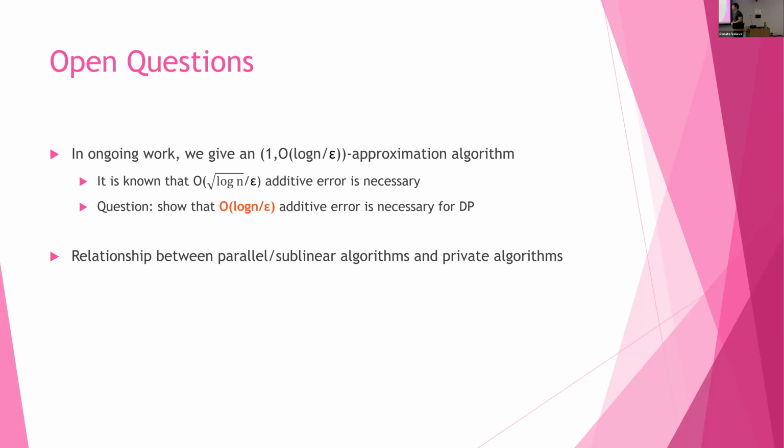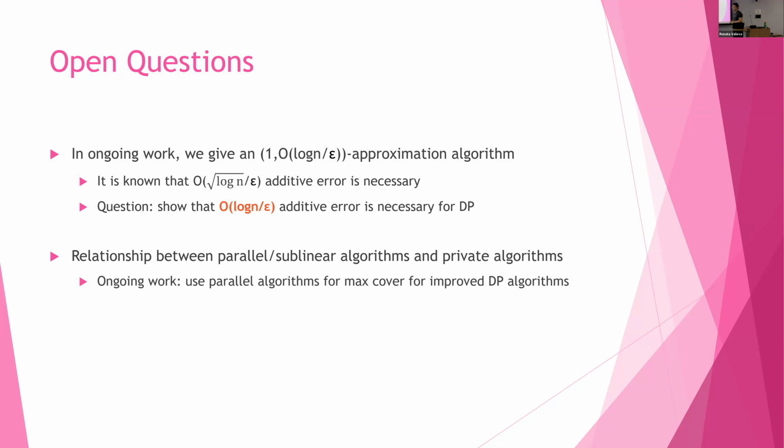More generally, I want to understand the relationship between parallel and sublinear algorithms and private algorithms. This relationship was first more formally studied by Lakshman's paper, and they show some white box reduction between parallel algorithms and private algorithms. I hope that this can be explored more.